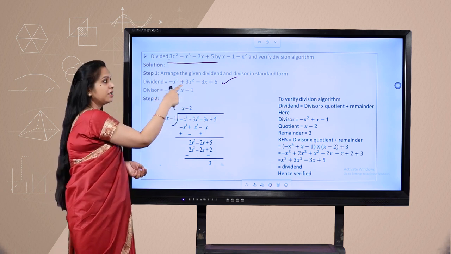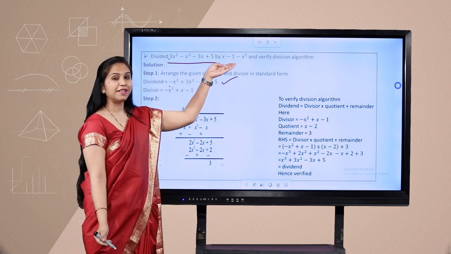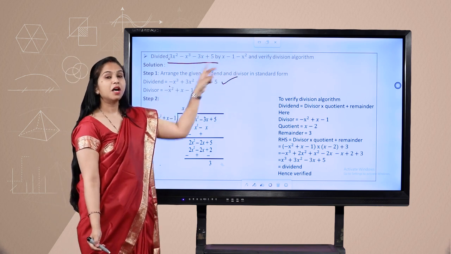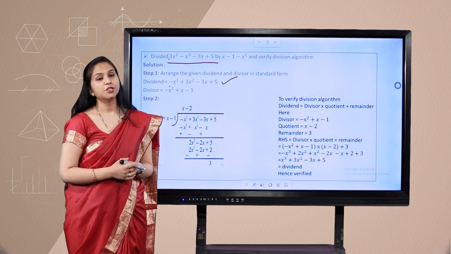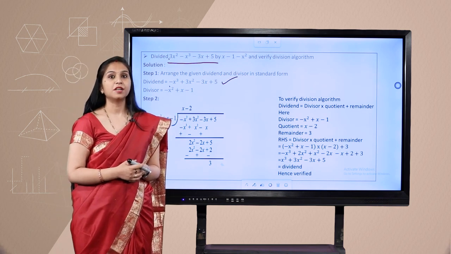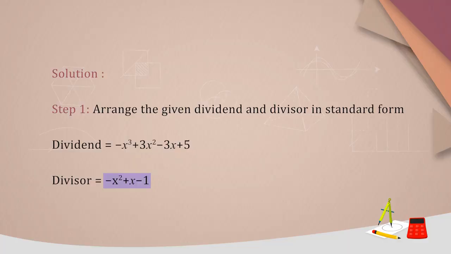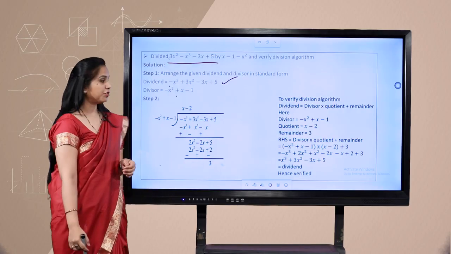Here the power is 3, 2, 1 and then 0. Similarly, if you see the divisor, here also it is x minus 1 minus x square. Again you can see the divisor is not in a standard form. So rearrange the terms and convert this into the standard form. So in standard form it becomes minus x square plus x minus 1. Step number 2, let's perform the division.